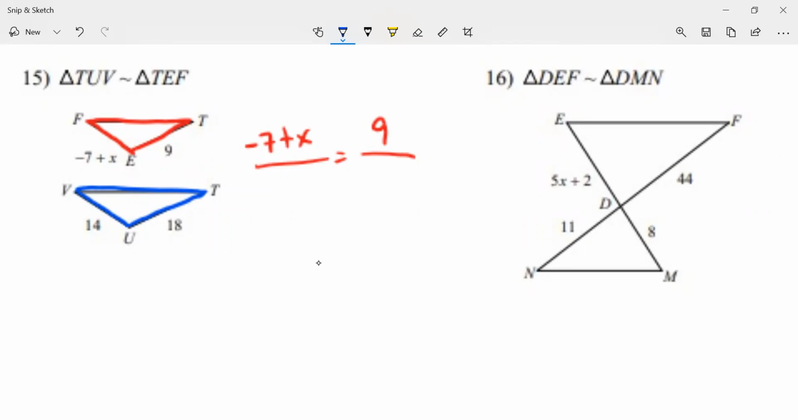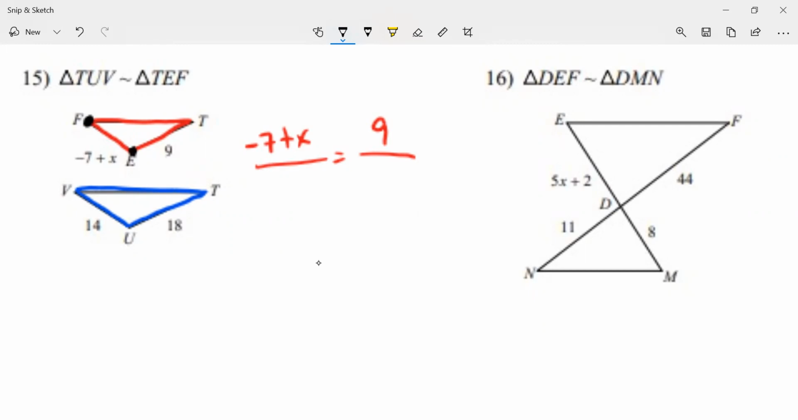Now I got to match them. I got to match them with what they go with. FE, right? The one value that has the x is the values FE. Because look, I'm connecting the values FE. So I'm looking at my notation on the top. TUV is similar to TEF.